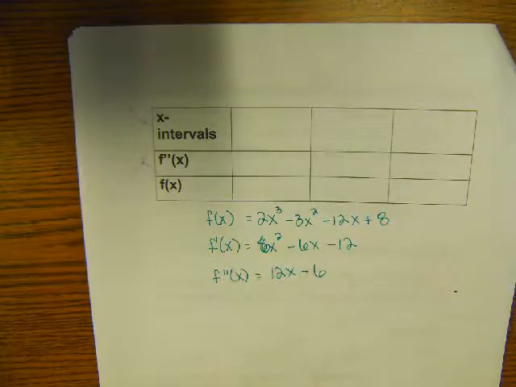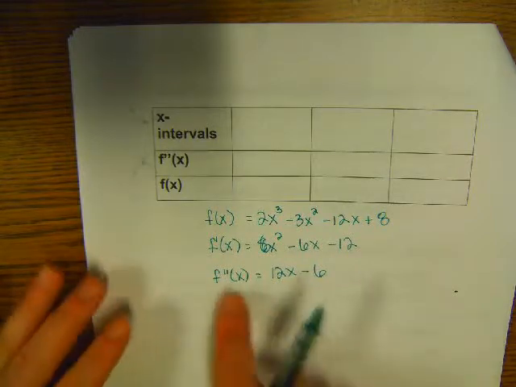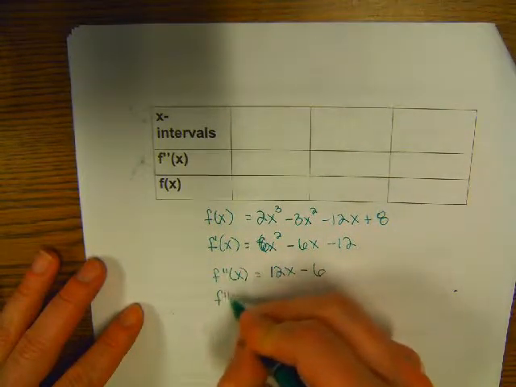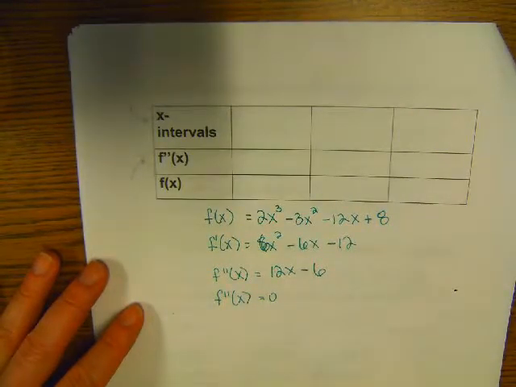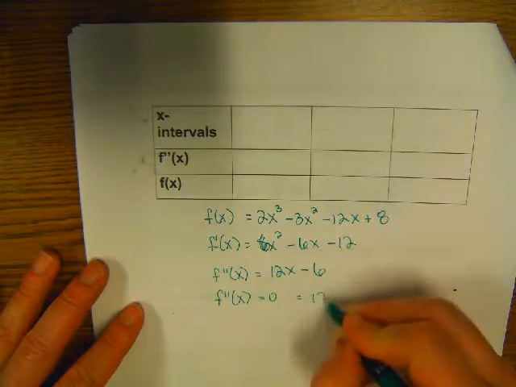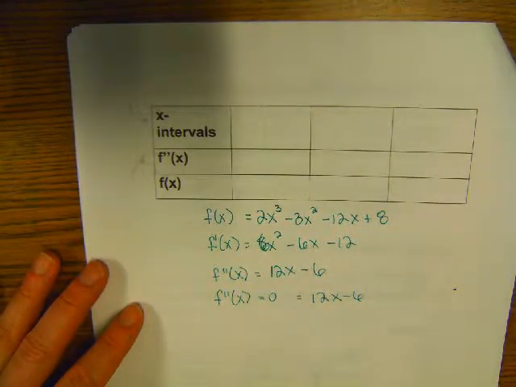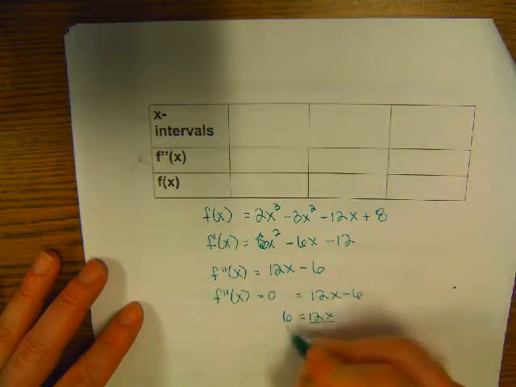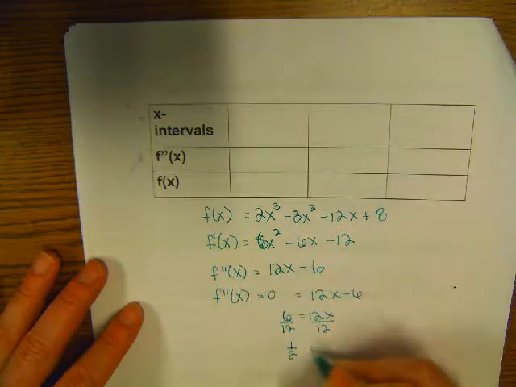All right, so inflection points are where the concavity switches. So I'm going to see where the double derivative is 0 and if it switches signs there. So I go ahead and set this double derivative equal to 0, and I solve. So I get 6 equals 12x, and that means x equals 1/2.